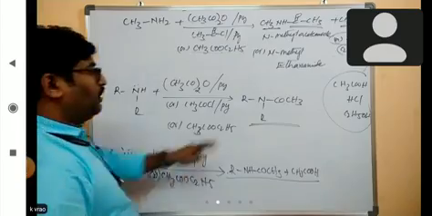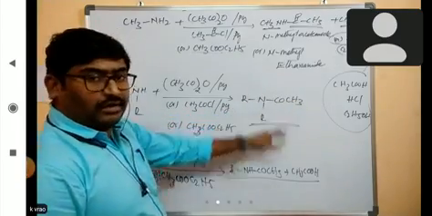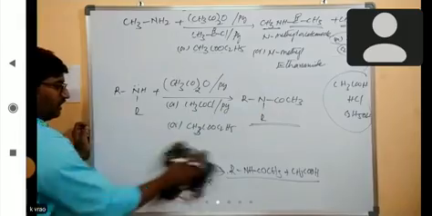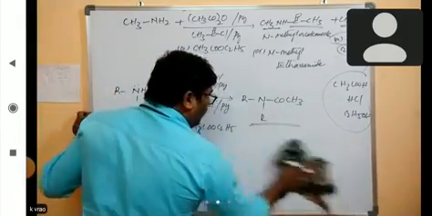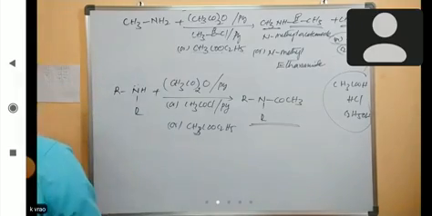This is the major product. The name of the compound is N,N-dialkyl acetamide, otherwise N,N-dialkyl ethanamide.